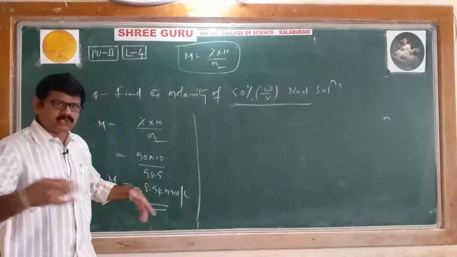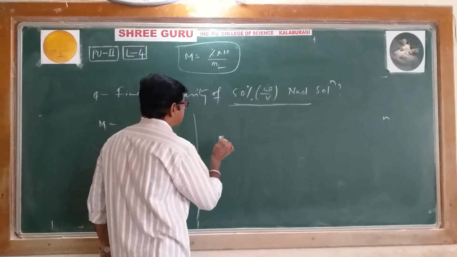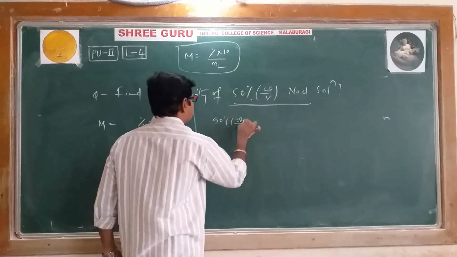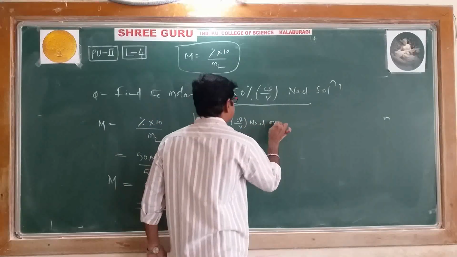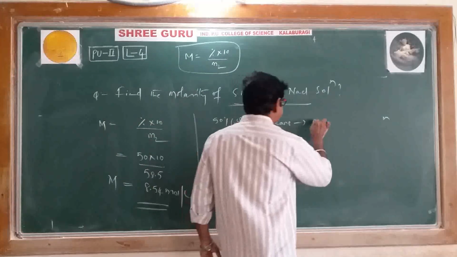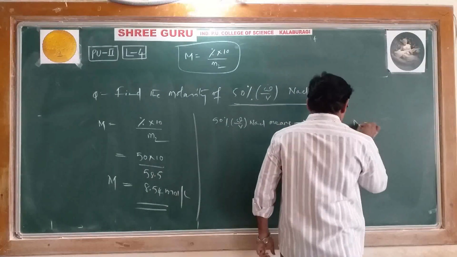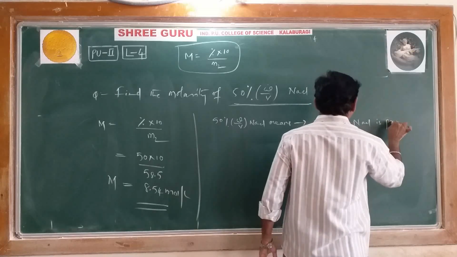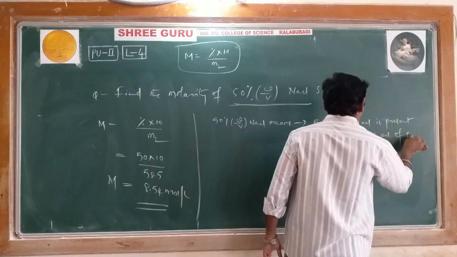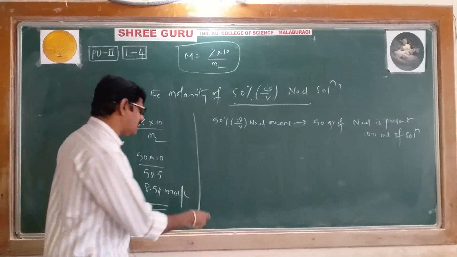Now let's see how to solve with our regular traditional method. 50% W by V NaCl means 50 grams of NaCl is present in 100 ml of solution. We'll find the molarity.